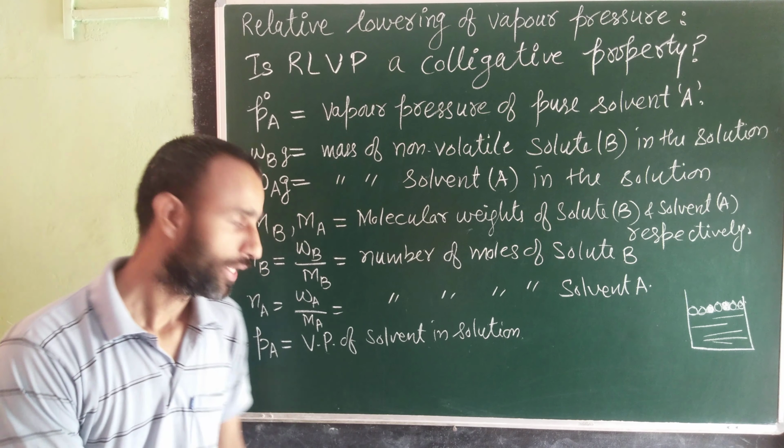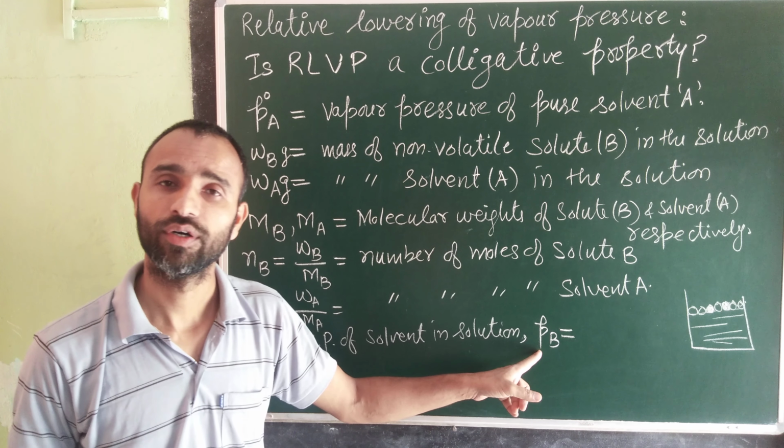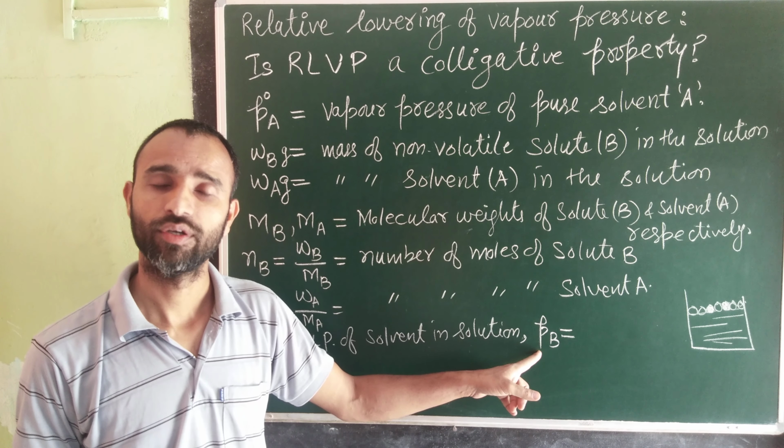Now, PA is vapor pressure of solvent in solution. What about PB? PB means vapor pressure of solute in the solution. It is 0, because even P naught B is 0. Why is it so? Because solute is non-volatile. Solute is non-volatile means it cannot form vapors. So there is no vapor pressure of the solute. So P naught B as well as PB both are 0.